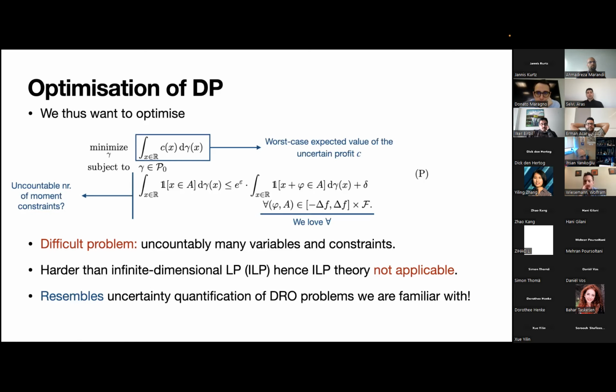But this problem, luckily, resembles the problems we are a little bit aware of from the DRO literature. Specifically, this resembles the uncertainty quantification problems. If you look at the constraint indices, we see this for all sign, and in robust optimization, we love the for all sign. And the constraints resemble an uncountable number of moment constraints. And then the objective is us quantifying the worst case expected profit of an uncertain profit C under this whole framework. That's why our goal is to address this problem P and try to solve it by using the techniques we have from DRO.